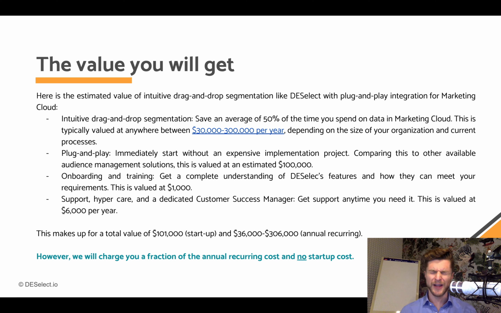So the total value that you can get out of a solution like DESelect is just for the startup over 100K, and for the recurring value year by year between 36 and 306K. But don't be afraid. This is a valuation. This is the value that you can get. This is not how much we charge. In fact, we only charge a fraction of this amount.